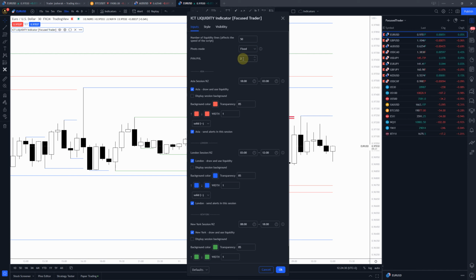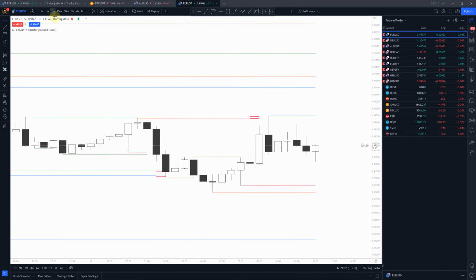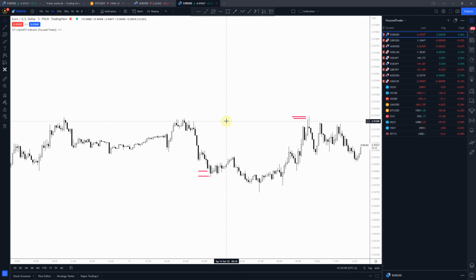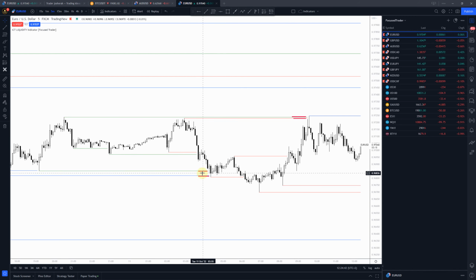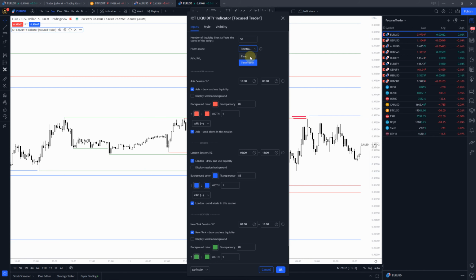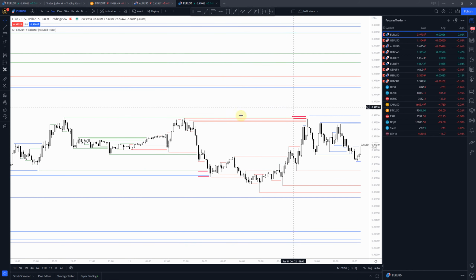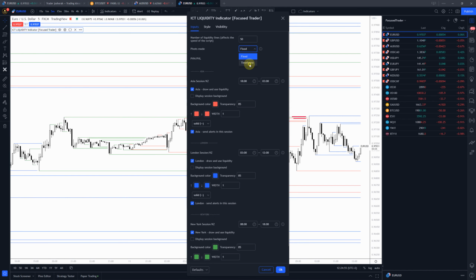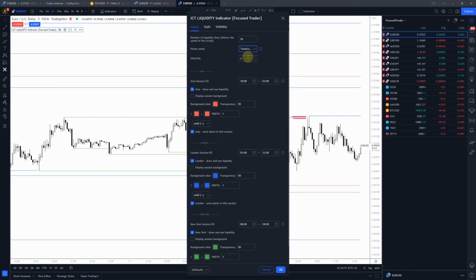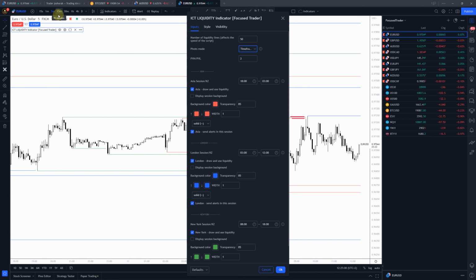So let me leave this at 2, and I will switch to time frame mode. Now when I go to the 5-minute chart and wait for it to calculate, you see that it shows the same liquidity. And if I switch to fixed mode, you see I'm seeing many more lines. So time frame mode works by displaying the liquidity with the same settings, multiplied by the number of bars in the 30-minute time frame, which is my base time frame for everything.